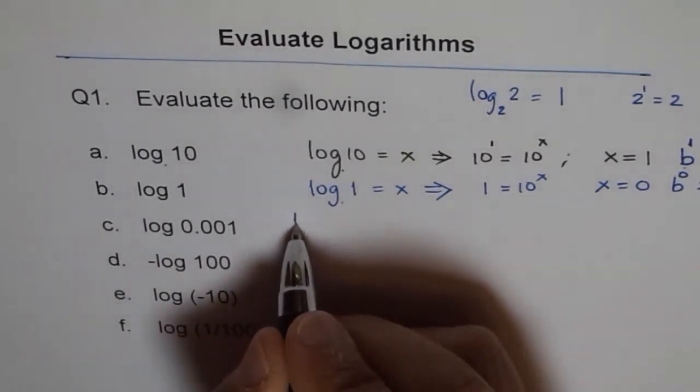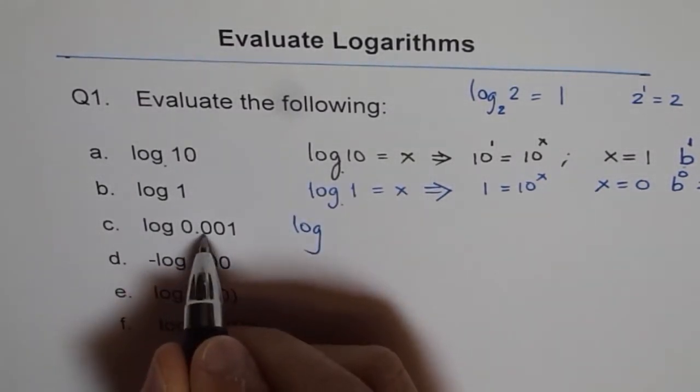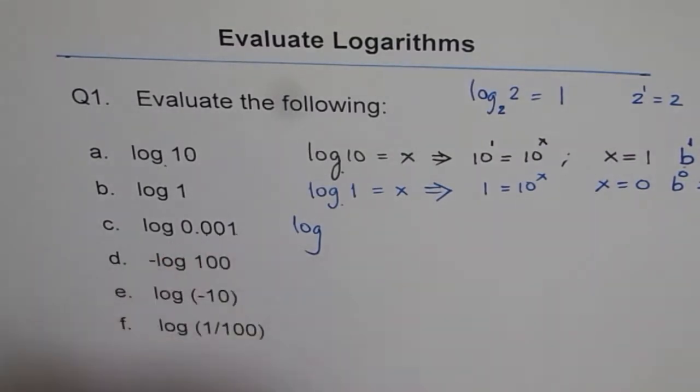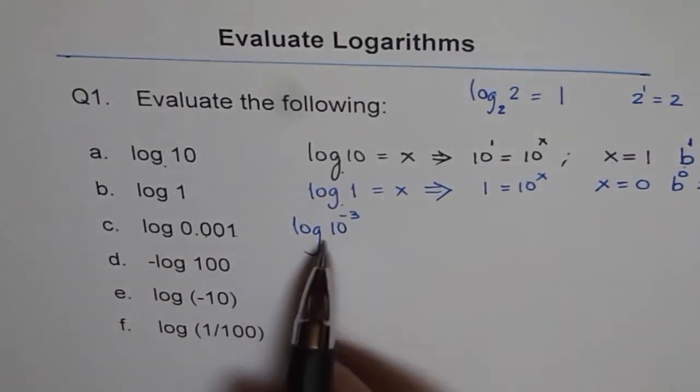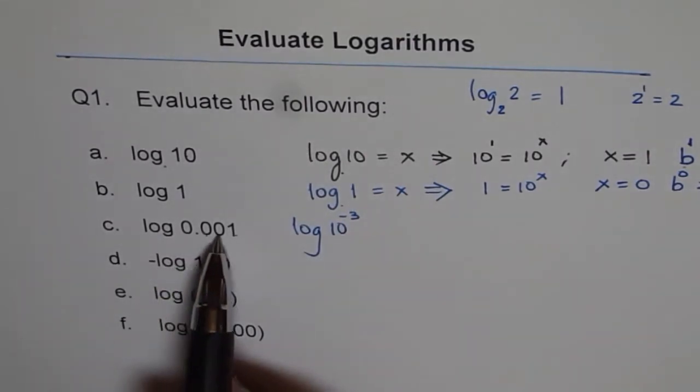Next one is log 0.001. Now this I can write as 10 to the power of minus 3, correct? 10 to the power of minus 3 is 0.001.